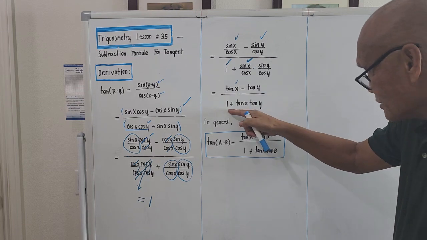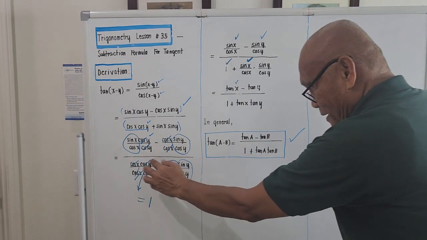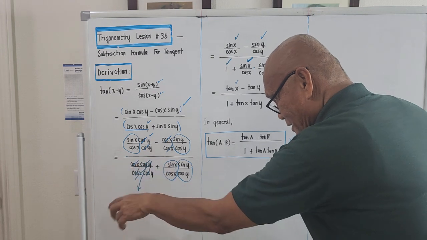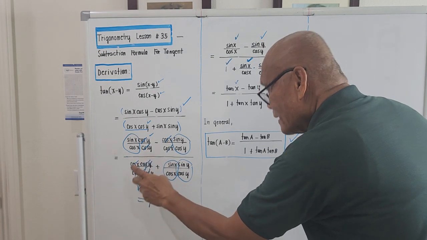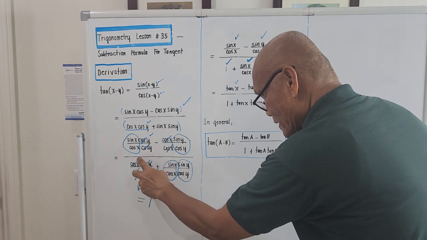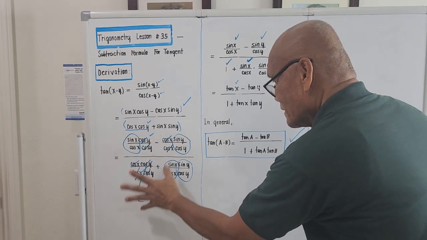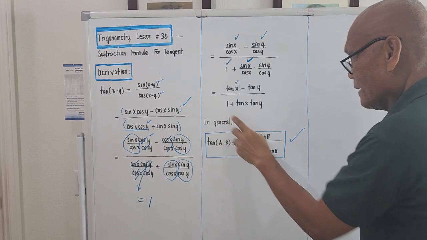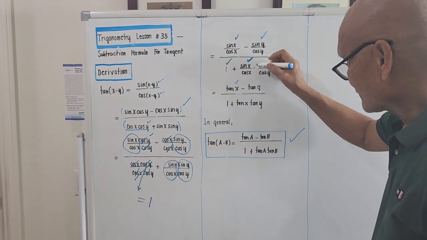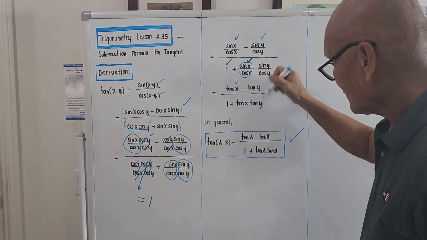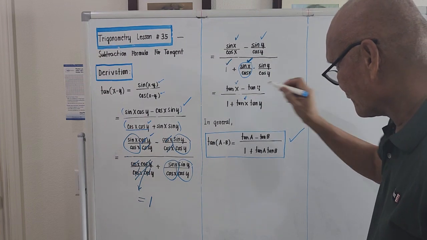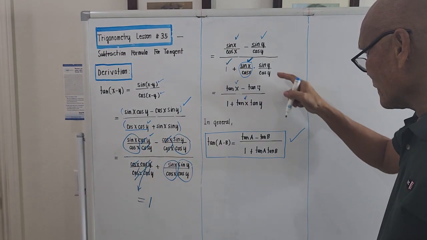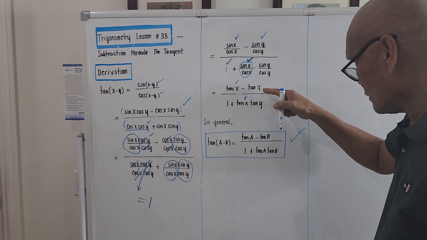All over 1. This is now 1 because this whole quantity cancels, right? Cosine x, cosine x, cosine y cancels. So this is actually 1. And what is again sine x over cosine x? It is still tangent x. Right? And what is sine y over cosine of y? It will be tangent y.